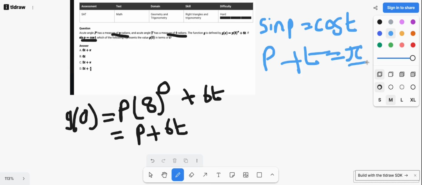Because it's in radians, it says p radians and t radians. That's the reason p plus t is pi over 2. If it's in degrees, it has to be 90 degrees. So since we need it in terms of t, we need to solve it for p. So we get p as pi over 2 minus t.